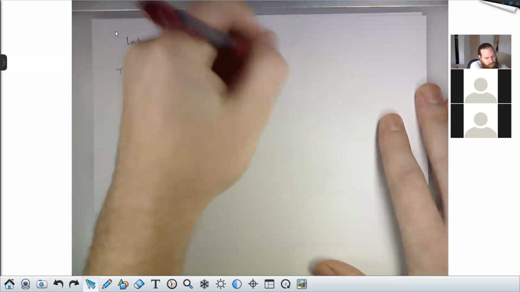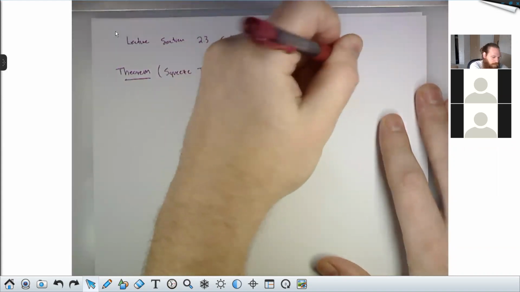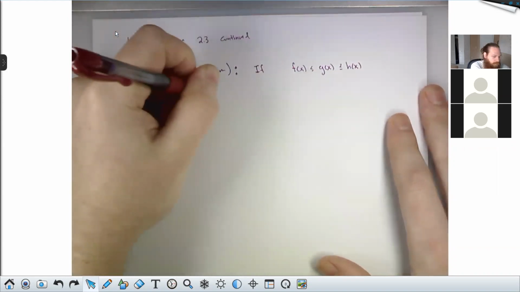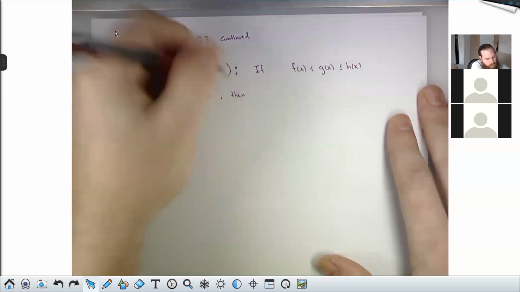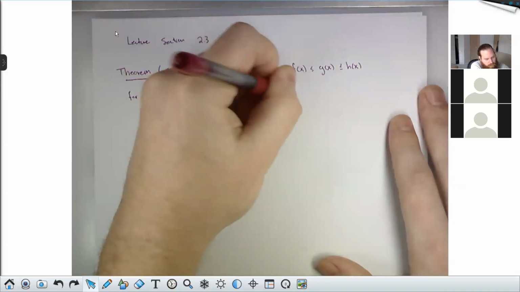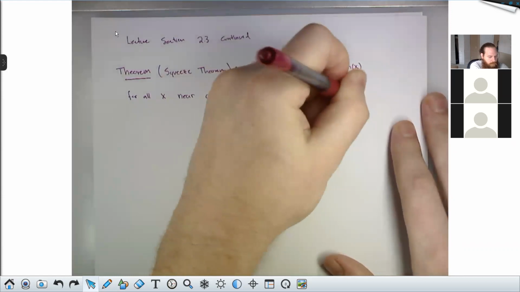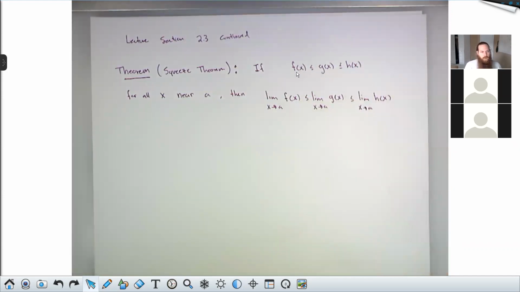It says this: if, let's say, f of x is less than or equal to g of x is less than or equal to h of x, for all x near a, we've been using c, right? I'll use a. For all x near a, then the limit as x approaches a of f of x is less than or equal to the limit as x approaches a of g of x is less than or equal to the limit as x approaches a of h of x. In other words, limits obey inequalities. If one function is smaller than another function, then the limit of that first function will be smaller than the limit of that second function. And you can stack these up, just like you can stack up the original inequality.